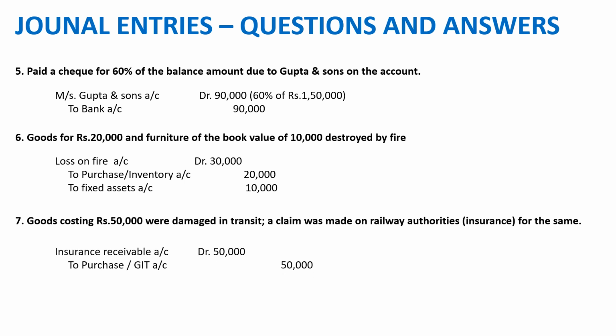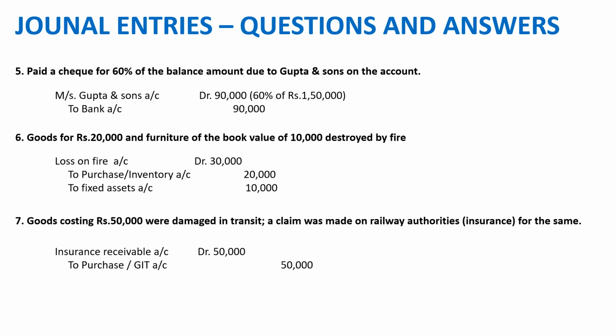So what is the entry you are going to post? Insurance receivable account debited 50,000, to purchase or goods in transit account 50,000. Anyway, your inventory has to be adjusted because that is lost. It is damaged, so inventory value has to be reduced. Your inventory is an asset, hence reduction is a credit. So to purchase, to goods in transit.